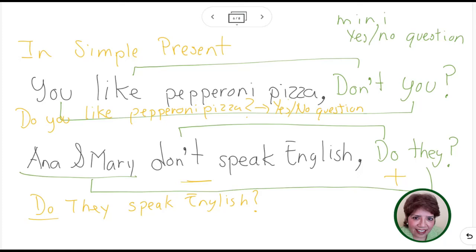Then the mini yes/no question, the mini tag. The tag question has to start with do. Anna and Mary don't speak English. Do they? Because for Anna and Mary, the pronoun for them is they.